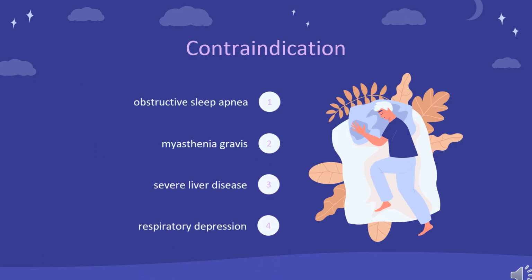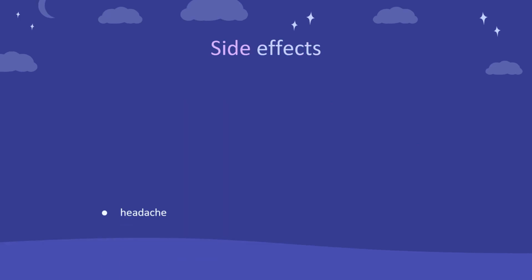Contraindications. Zolpidem should not be taken by people with obstructive sleep apnea, myasthenia gravis, severe liver disease, respiratory depression, or by children, or people with psychotic illnesses. It should not be taken by people who are or have been addicted to other substances.